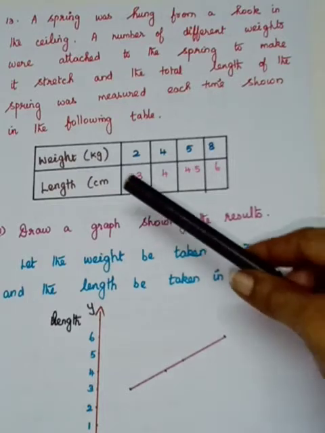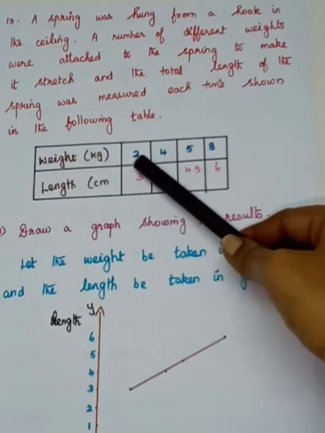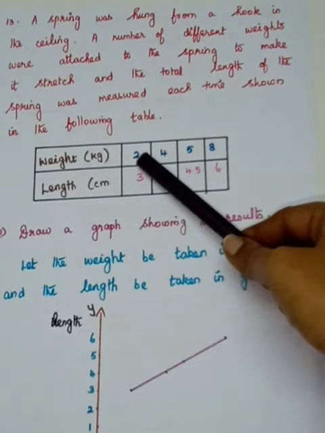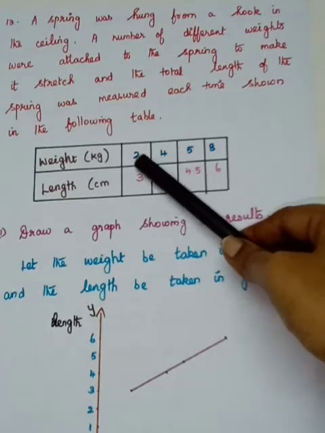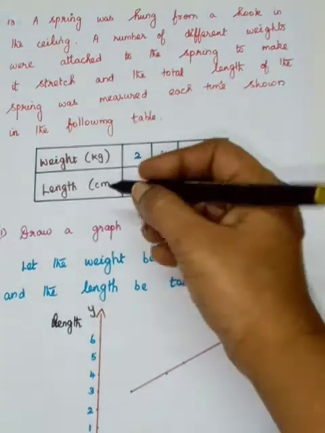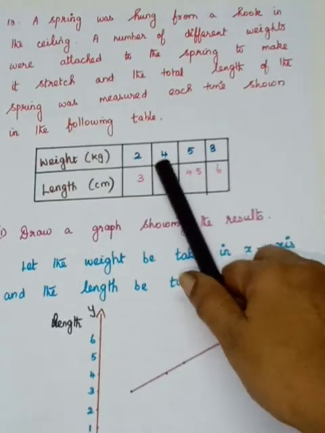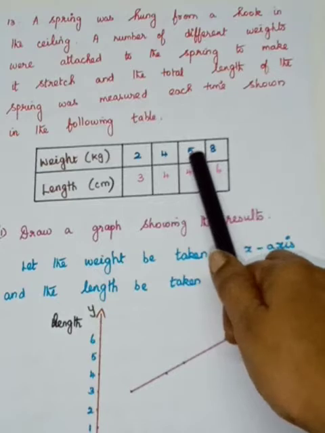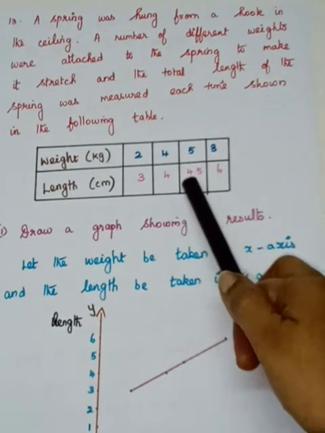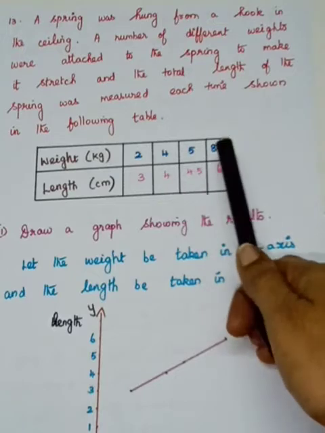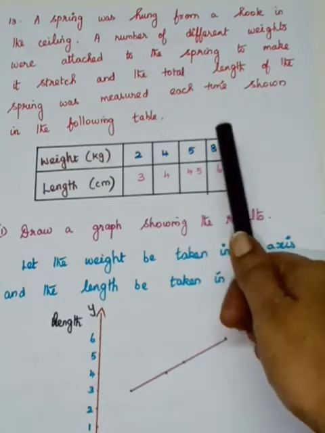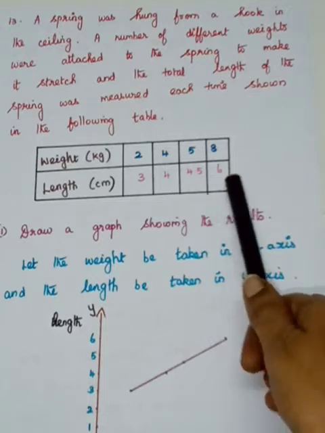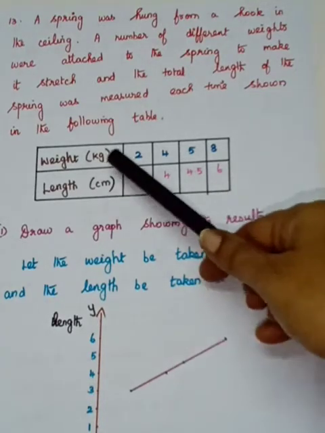See here, the first time a 2 kg weight is attached to the spring. If the weight is attached to the spring, the spring will stretch. So the length is 3 centimeter. And if a 4 kg weight is attached, the length of the spring stretches to 4 centimeter. And a 5 kilogram weight attached means the length of the spring is 4.5. In the same way, an 8 kilogram weight is attached and the length of the spring is 6. So the tabular column is given with weight and length.